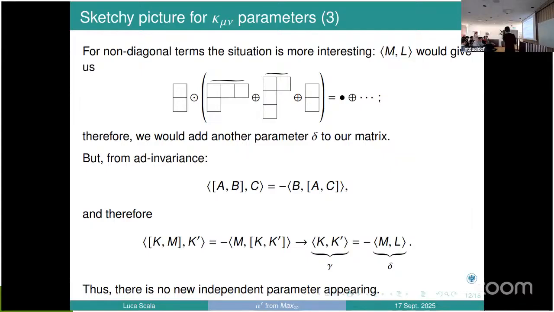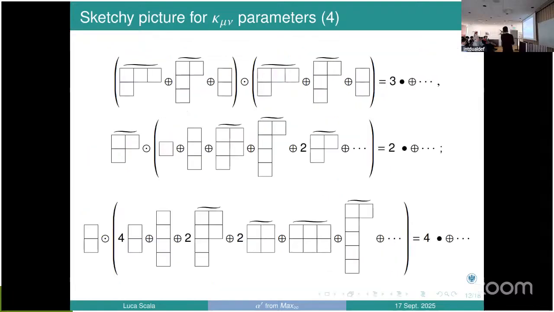And why is this interesting? Let's look at this plane here, M with L. Now, the generator L can be expressed in terms of the commutator of K with K. Then I can use this and go to here, and K with M gives me just K. So this pairing here is proportional to this pairing here. This means that this new parameter delta is linearly dependent on the parameter gamma we were finding before. So this is not really a new deformation parameter that can appear.